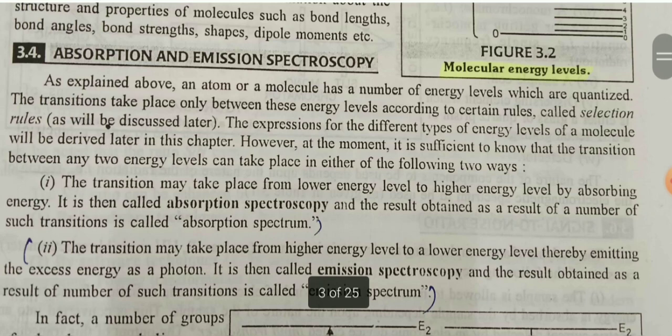Heading 3.4 Absorption and Emission Spectroscopy. As explained above, an atom or a molecule has a number of energy levels which are quantized. The transition takes place only between these energy levels according to certain rules called selection rules, as will be discussed later. The expression for the different types of energy levels of a molecule will be derived later in this chapter. However, at the moment, it is sufficient to know that the transition between any two energy levels can take place in either of the following two ways.